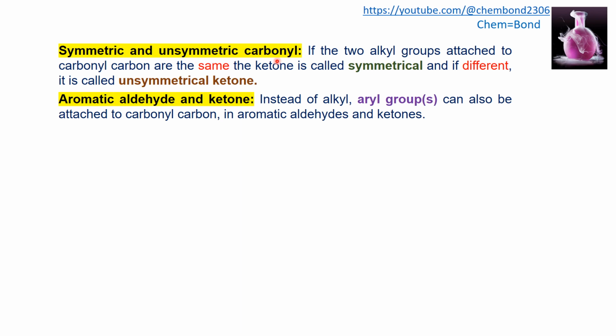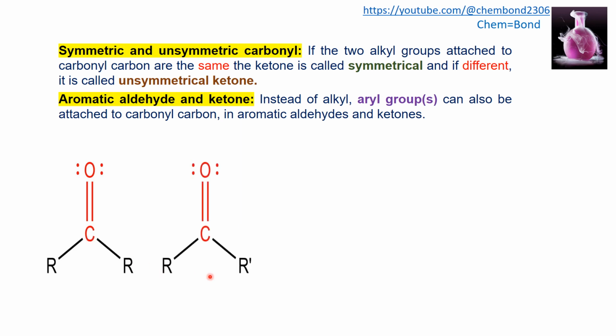Symmetrical and unsymmetrical carbonyl group. If the two alkyl groups on the carbon containing the double bond with oxygen, that is the carbonyl group, are the same, then it is symmetrical. So both are the same, whether it is methyl, so both will be methyl. If it is ethyl, then both will be ethyl. It is a symmetrical carbonyl group.